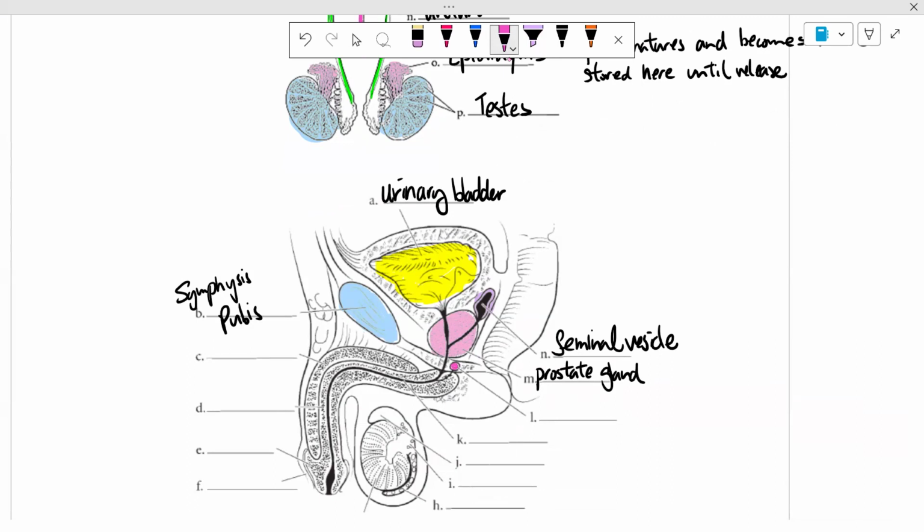How about a little guy here? The Cowper's gland. Yeah, Cowper's gland. Bulbourethral. Yeah. That's right. I like the long name more. Bulbo, yeah, urethra. But Cowper's gland is correct.